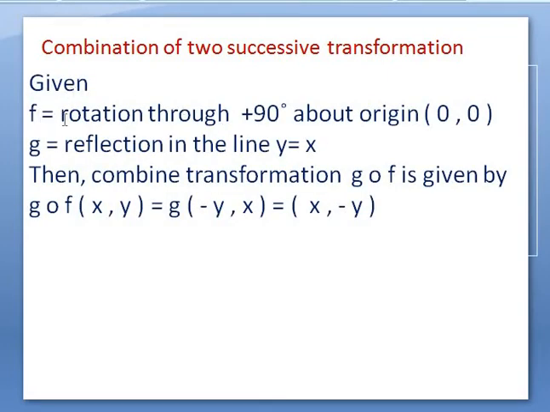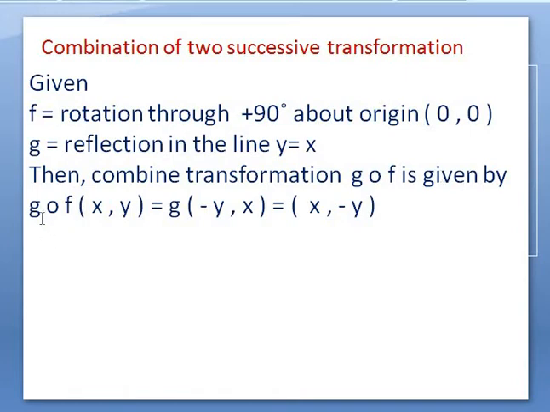Because they are given, f is the rotation through plus 90 about origin and g is the reflection in the line y equal to x. We have different kinds of transformations here. One is rotation, another is reflection. So in these compositions of two transformations, successively, we have to find the combined transformation gof, and gof means first f then g.